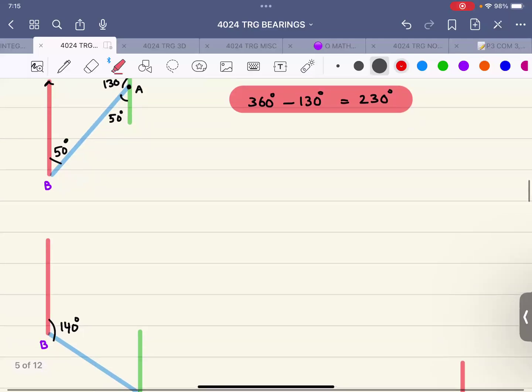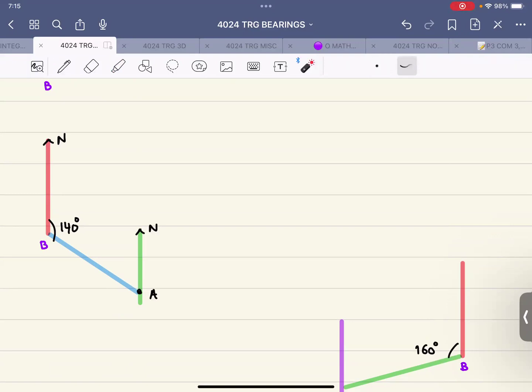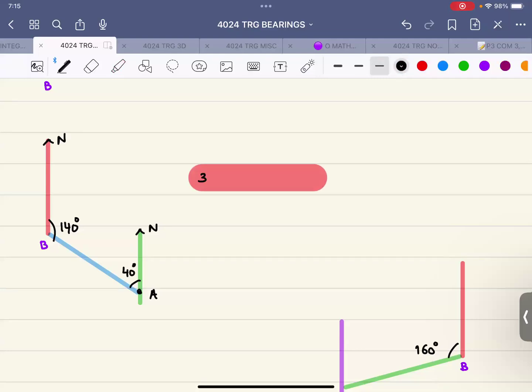Similarly, if I am interested over here in this particular diagram, this is north, this is north, this is A. This time, let me use interior angle. This is obtuse, this is acute, it should add up to 180. So therefore, this angle is 40 degrees. Now, we are going all the way from here to here. So that is 360 minus 40, that is 320 degrees.